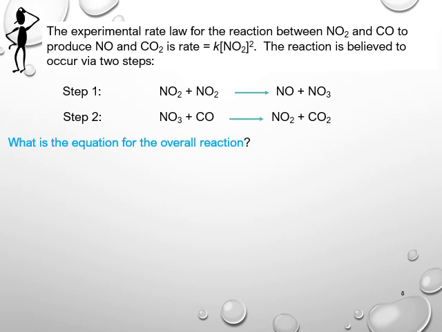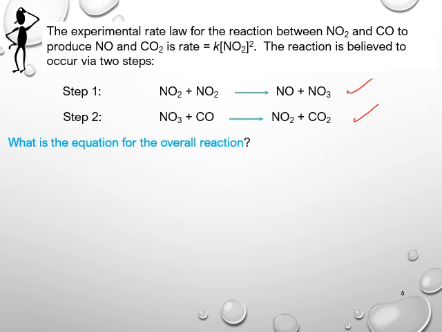Let's consider this example. The reaction between nitrogen dioxide, NO2, and carbon monoxide, CO, to produce nitrogen monoxide, NO, and carbon dioxide, CO2, is believed to occur via two steps. The experimental rate law is rate equals k multiplied with the concentration of NO2 squared.